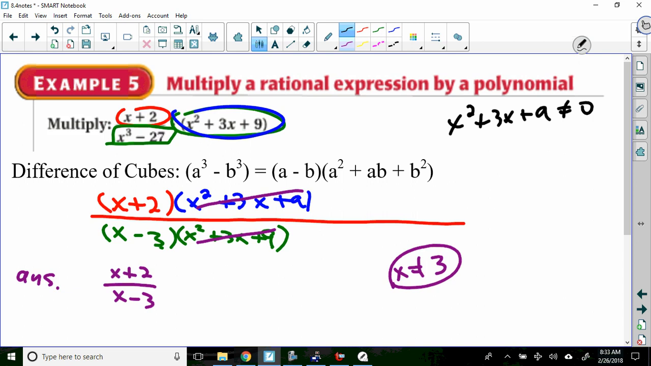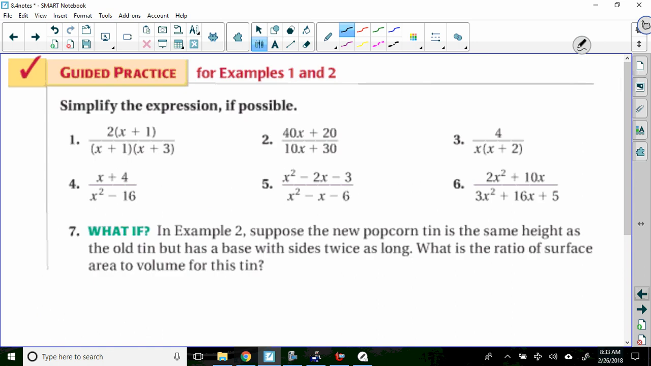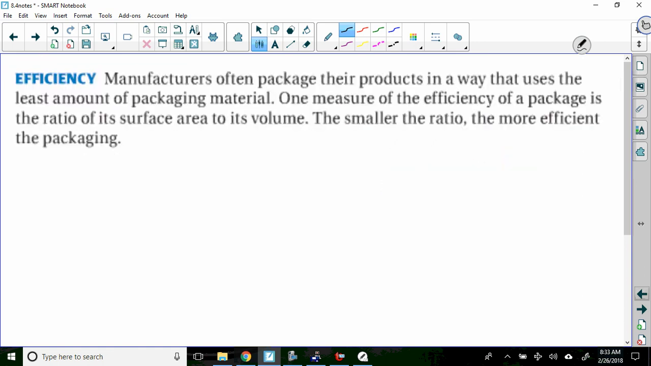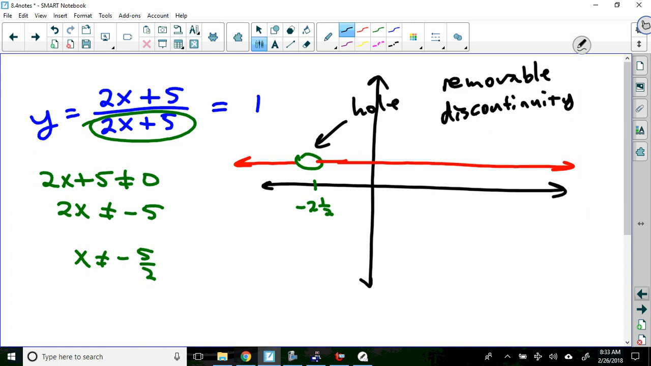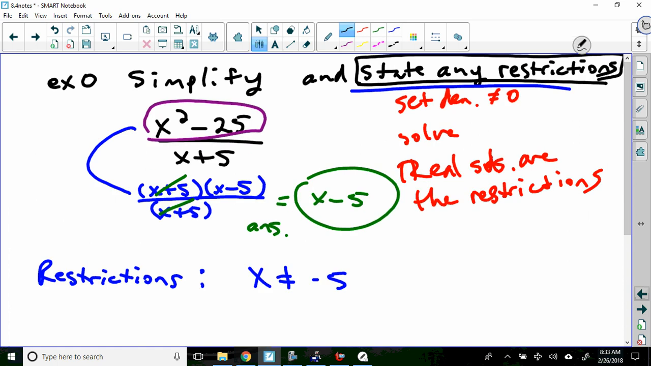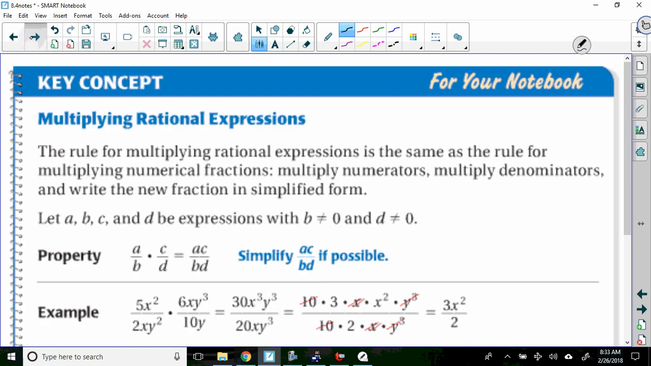And earlier, a long time ago, we said with the restrictions you set the denominator not equal to 0 and it's the real solutions. If you get imaginary ones, that doesn't affect your restrictions. So we're running low on time and we've got one last one to look at.